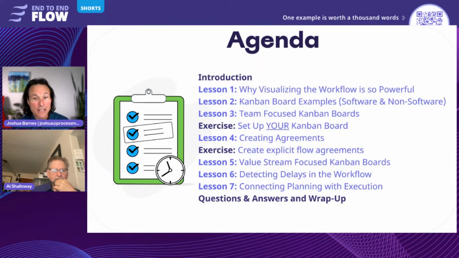The next thing, we're going to get into creating agreements, and I'll mention how important those agreements are. And then we'll do an exercise on creating explicit flow agreements. We'll move on to a value stream focused Kanban board. So how do we make sure we're finishing work? Focus on finishing, not just at the story level, but at the feature level, at the increment level, so that we can see across a value stream different levels of work and the connection.